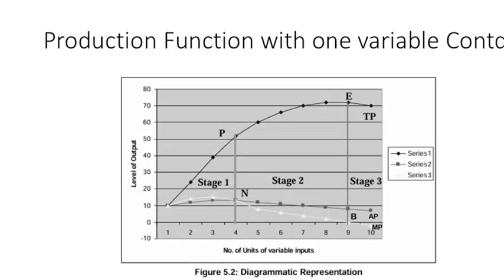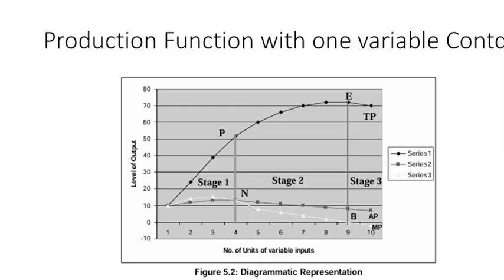This is the graphical representation of what I have mentioned in the tabular column. Here we can see there are three stages of production. First is the law of increasing returns, the second stage is the law of diminishing returns, and the third stage is the law of negative returns.